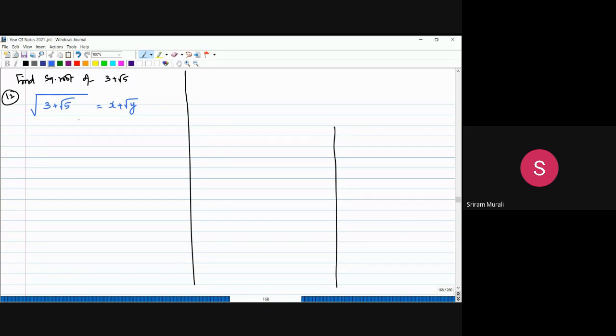Now we have to eliminate the square root. So squaring on both sides to eliminate, to remove the square root. If I square it on both sides, this is 3 plus root 5 is equal to x plus root y the whole square.